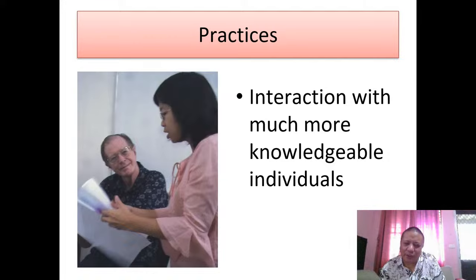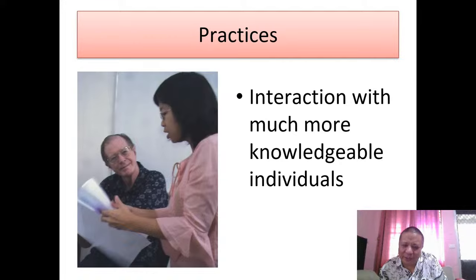That's why interaction with much more knowledgeable individuals is important, because it produces hypothesis testing. You're able to use hypothesis testing because they're more knowledgeable than you, and you are able to negotiate meaning, and you're able to get chunks of speech from them that you can use.